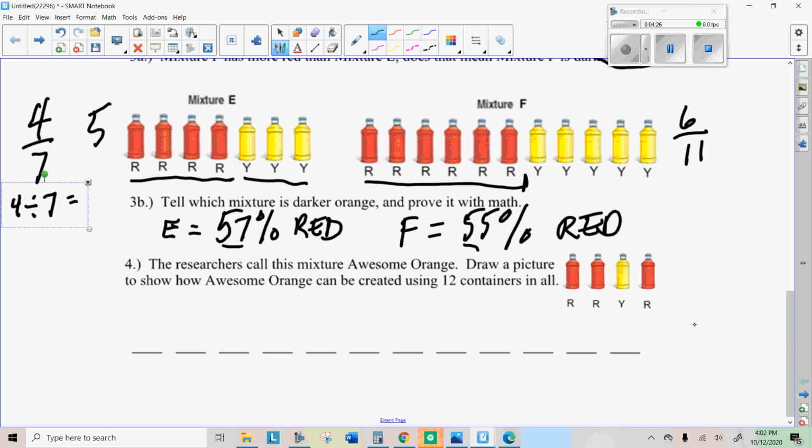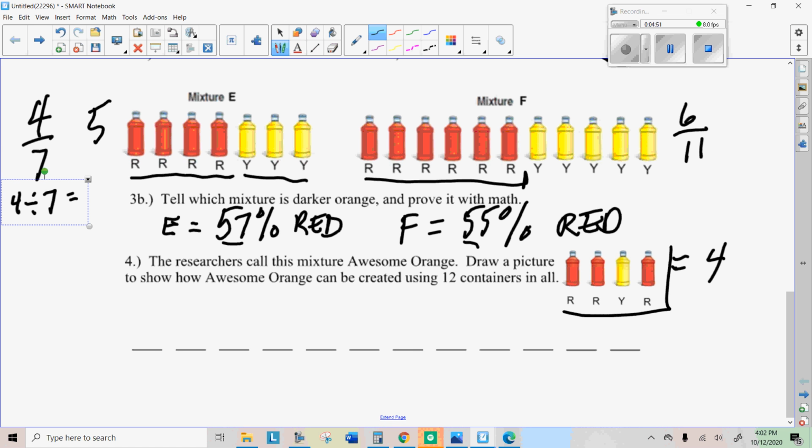All right. So the researchers call this mixture Awesome Orange. Draw a picture to show how Awesome Orange can be created using 12 containers in all. Okay. So notice right now you have 4 containers making this mix, but we want 12. So we want the ratio to be the same as this ratio. So give that a shot.